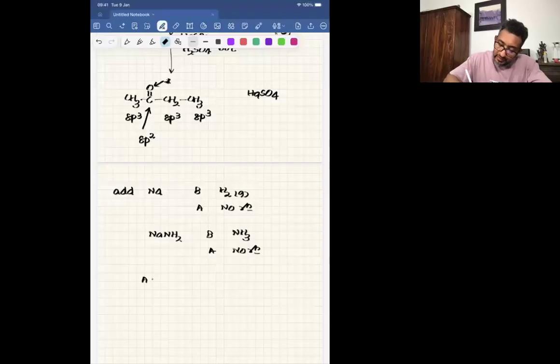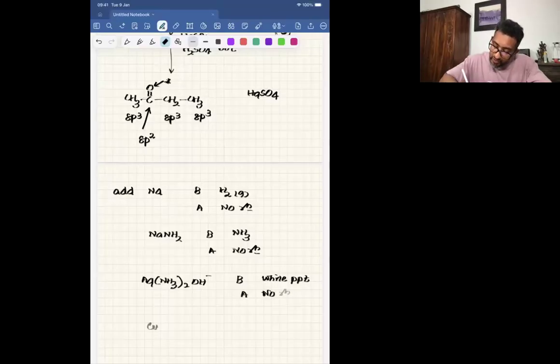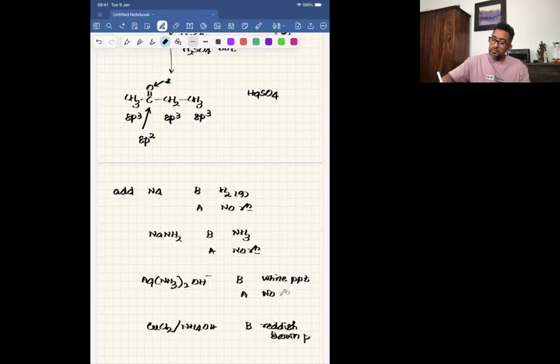Ammoniacal silver nitrate: B gives you a white precipitate, no reaction for A. And if you have ammoniacal cuprous chloride, with ammonium hydroxide, what will happen? A red precipitate, reddish brown precipitate for B. A, no reaction.